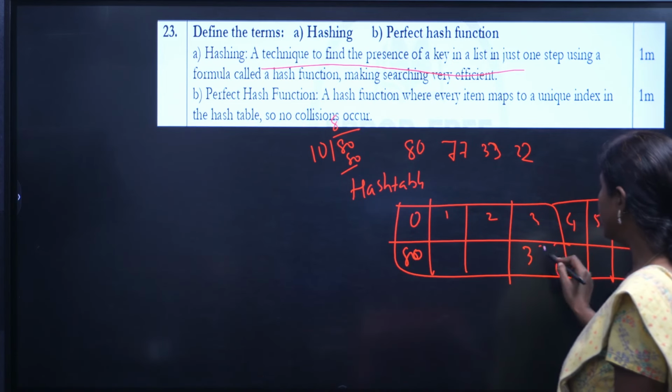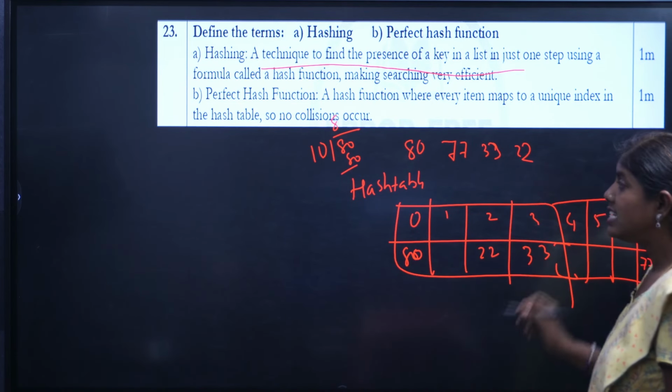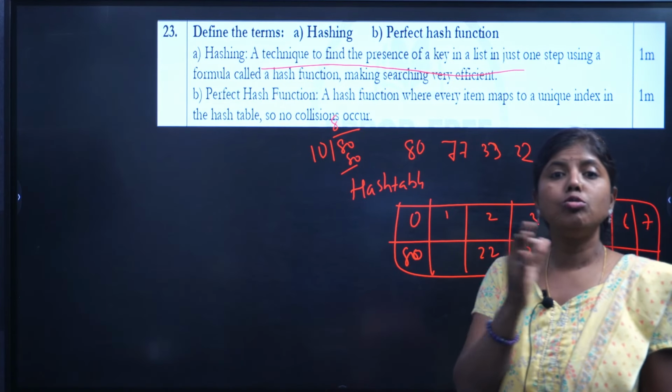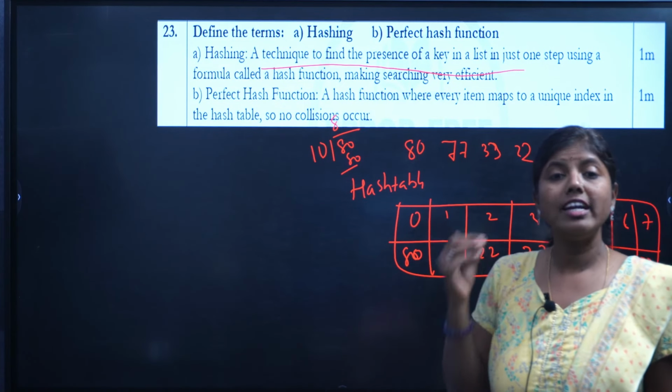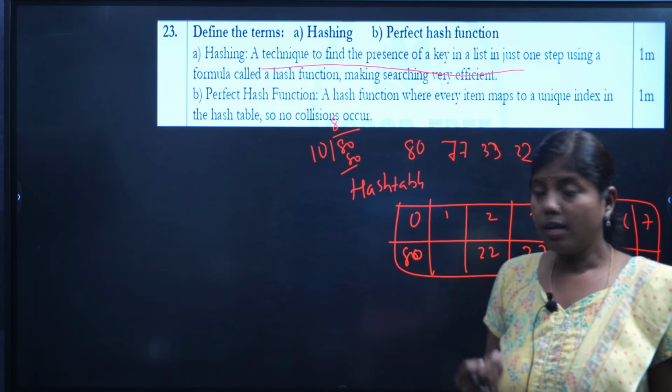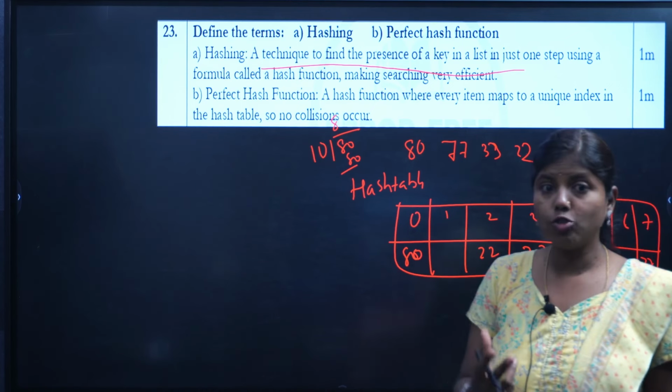I'm going to store it here. 22. I'm going to store it here. Understand that, students, I'm telling you, explaining the concept also here, so that you will not have any confusion in writing even 2 lines. That is the main intention here, to explain so much even for the 2 markers.